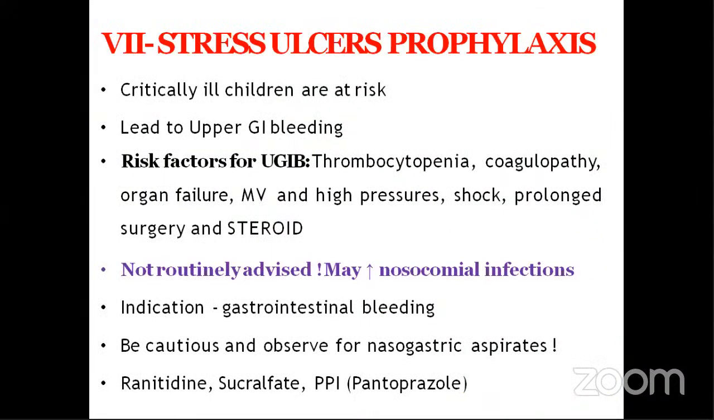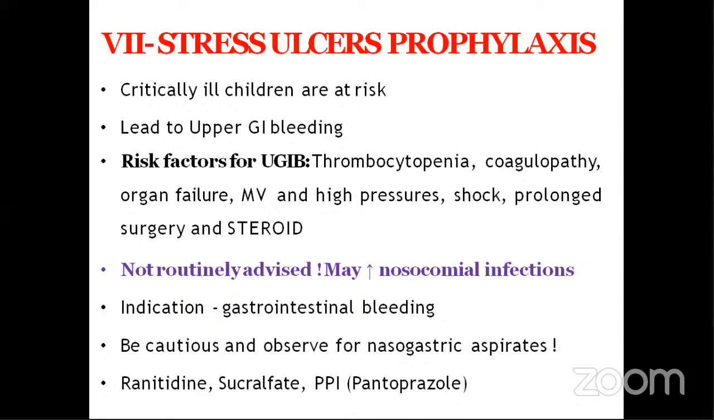Okay. Next is stress ulcer prophylaxis. Now, children in intensive care units suffering with hypovolemia or decreased cardiac output or a lot of pro-inflammatory cytokine release are normally predisposed to acute gastric ulcers, stress ulcers, due to decreased mucosal blood flow or decreased GI motility.